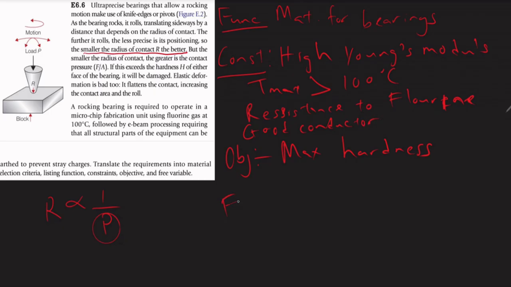So our free variable in this question is the material choice. That's it for this question. If you have any question based on this, just let me know in the comments.